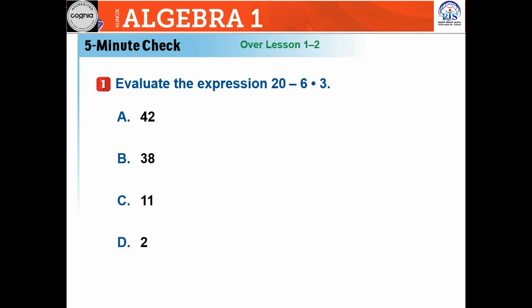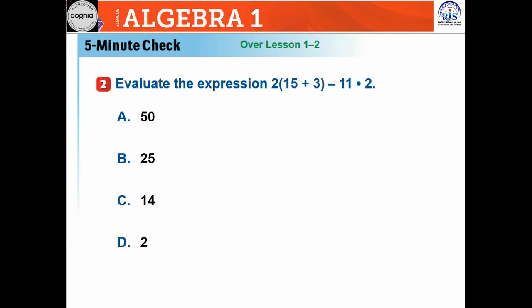Evaluate the expression 20 minus 6 times 3. Of course, here I must know the order of operation. I have subtraction and multiplication. Which one do I do first? Of course, multiplication. 6 times 3 is 18. 20 minus 18 is 2. This is the answer.